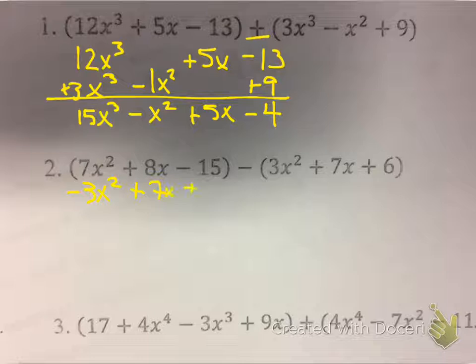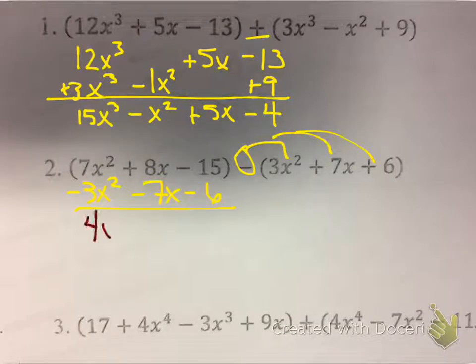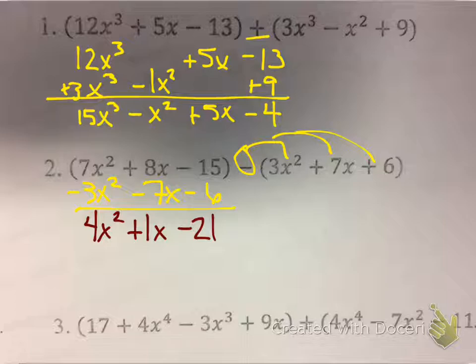Now on the second one, I am changing the sign of everything that's here. Basically in the second parentheses, the minus outside of it is going to change the sign. So then I'll say 7 minus 3, which is 4, 8 minus 7, which is positive 1, and then negative 15 minus 6, which is negative 21. Whoops, there you go.